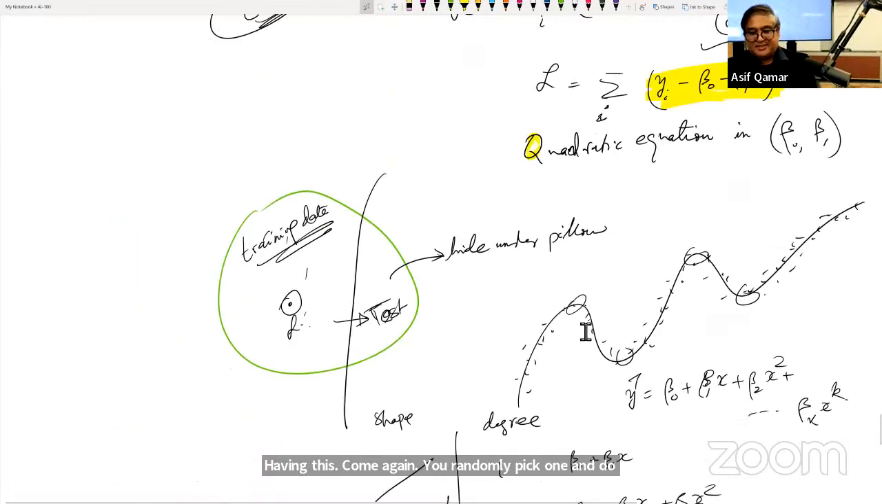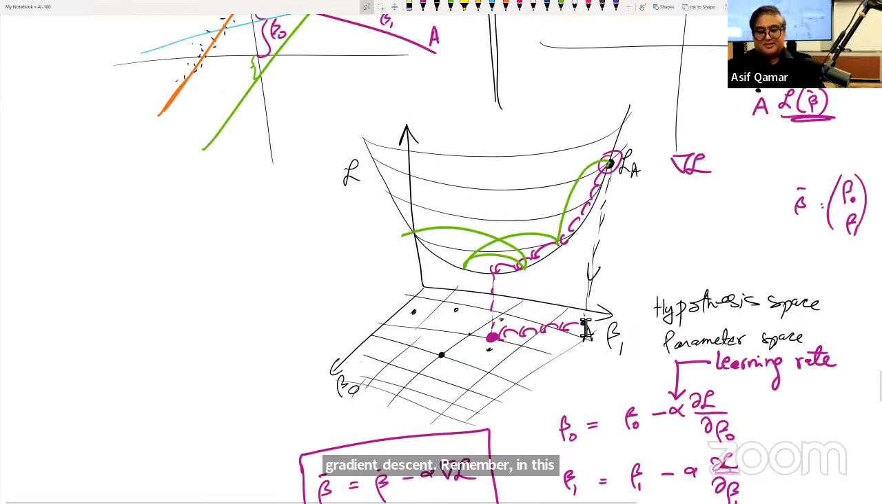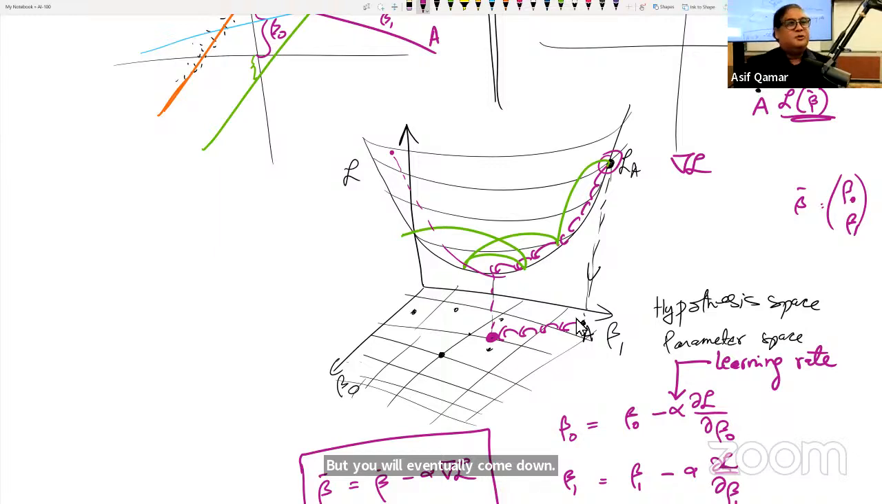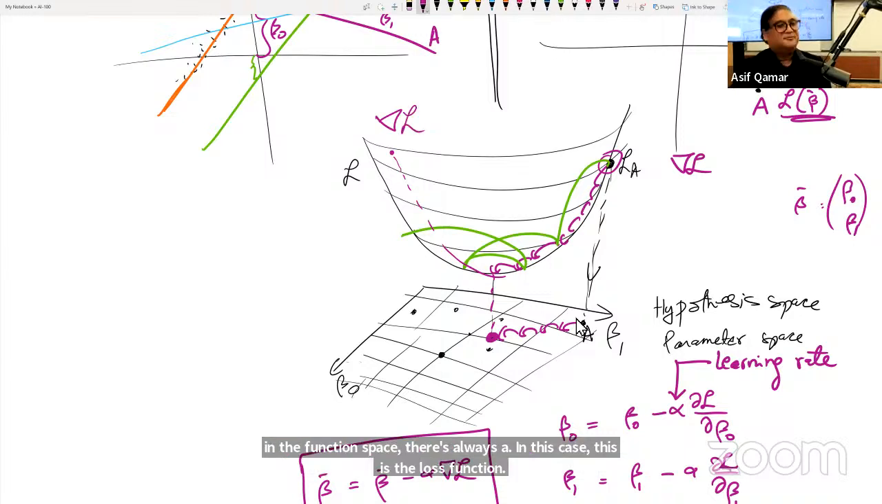Remember, in this surface, the beautiful thing is, don't worry where you start from. Start from here, but you will eventually come down. Gradient descent will take you down. Remember, what did I say? When you get lost, immediately you say, okay, where is my navigator? But in the world of mathematics, people didn't have to wait for Google to come around. There was always a navigator. What was it? It was the gradient of the function. So in the function space, there's always a gradient. In this case, this is the loss function, so there is always a gradient of the loss that you can have.